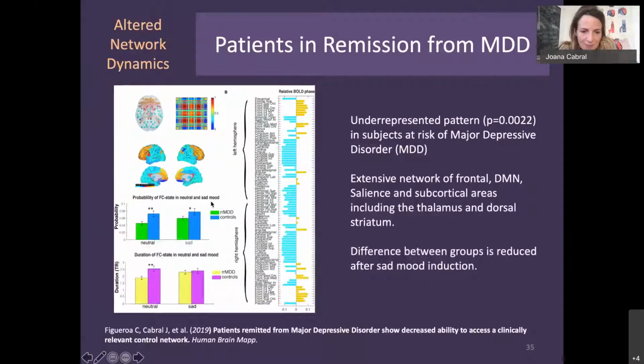So this is the plot. This network includes areas of the DMN and frontal areas, but also salience and subcortical areas, including the thalamus and dorsal striatum. This is quite relevant for psychiatry because these areas are known to be involved in depression. And in a way, it shows that those people are at risk of having major depressive disorder again. They have a failure to engage or to form this specific network pattern that apparently may be relevant for psychiatry, let's say.